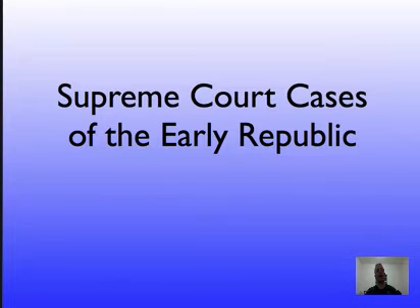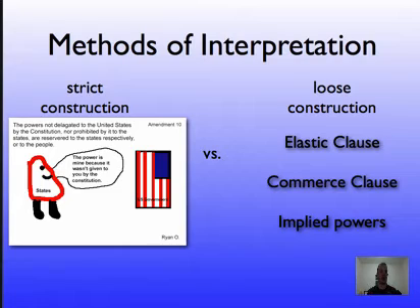Supreme Court cases of the early Republic. Remember when we talked about how the Democratic Republicans looked at the Constitution? They looked at it as you needed to use strict constructionism. You needed to read the Constitution line for line. You needed to pay attention to the Ninth and 10th Amendment. Basically, that the powers that the federal government has are limited to those that are specifically listed in the Constitution.